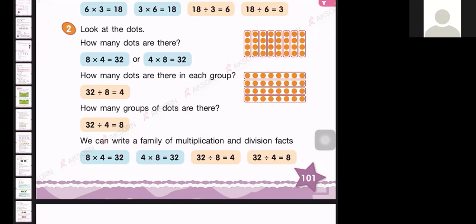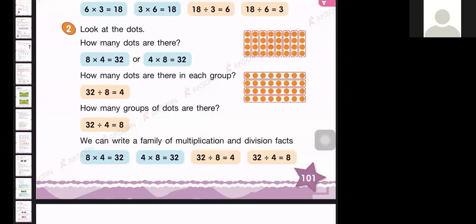Now we're going to divide that 32 by 8. So 32 divided by 8 is how many? How many groups? 4. Very good. 4. So now, how many groups of dots are there? So now you look at the dots in one group. So we're going to find how many dots are there in one group. How many? 32 divided by 4 is equal to 8. Very good. So now we can write a family of multiplication and division facts.